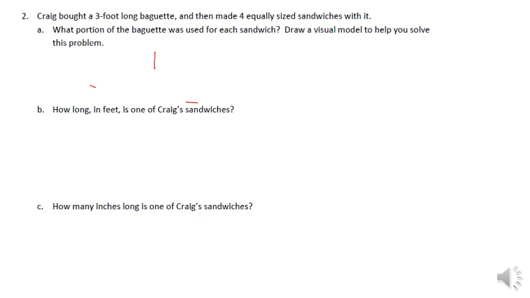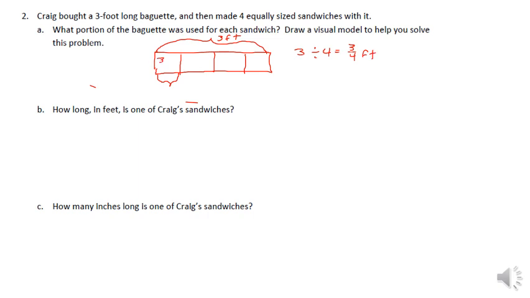Okay, so let's go ahead and do a tape diagram for a visual model. And we know that this here was 3 feet of sandwich bread. It said they made 4 equal sandwiches and wants to know what portion was used for each. Now it says what portion. So we can see this is 3 feet divided by 4 sandwiches, which equals 3/4 of a foot. So each sandwich is 3/4 of a foot.